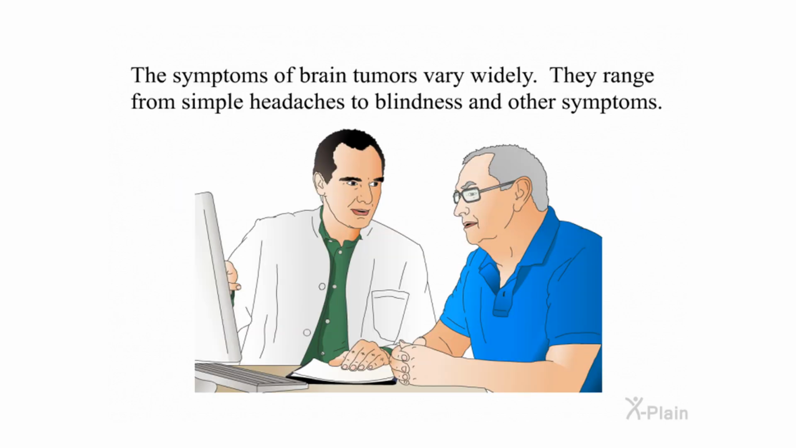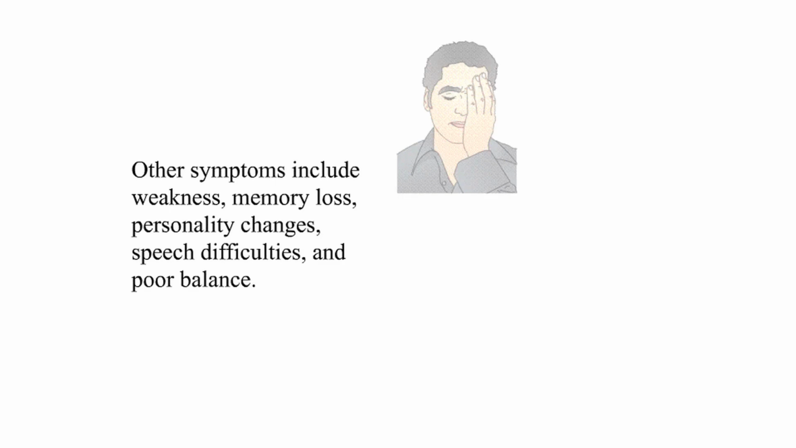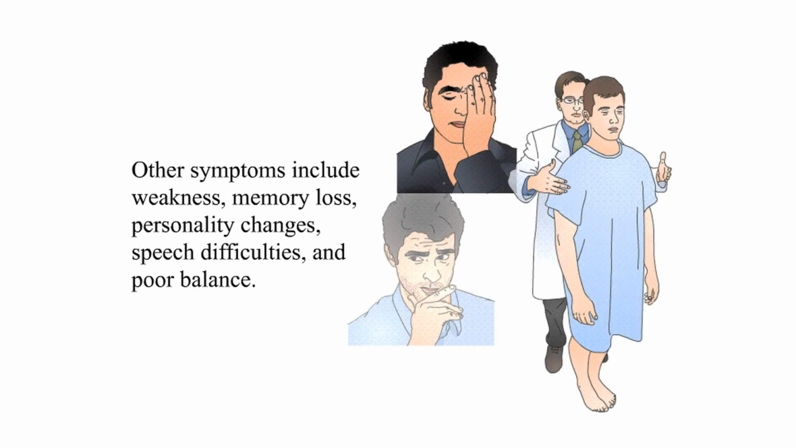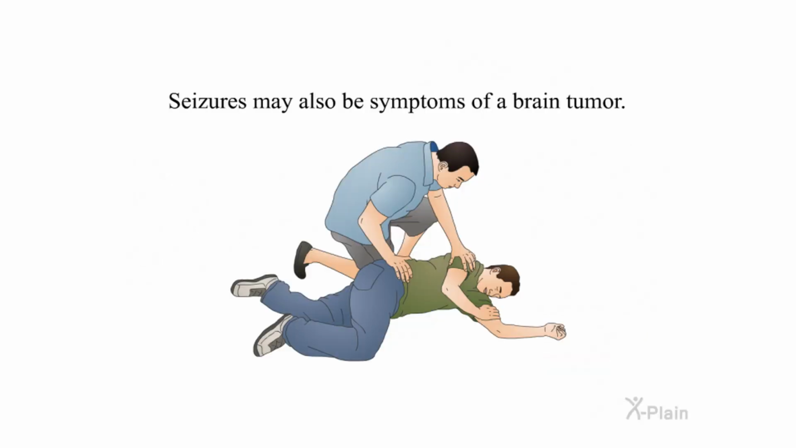Symptoms and their causes. The symptoms of brain tumors vary widely. They range from simple headaches to blindness and other symptoms. Other symptoms include weakness, memory loss, personality changes, speech difficulties, and poor balance. Seizures may also be symptoms of a brain tumor.